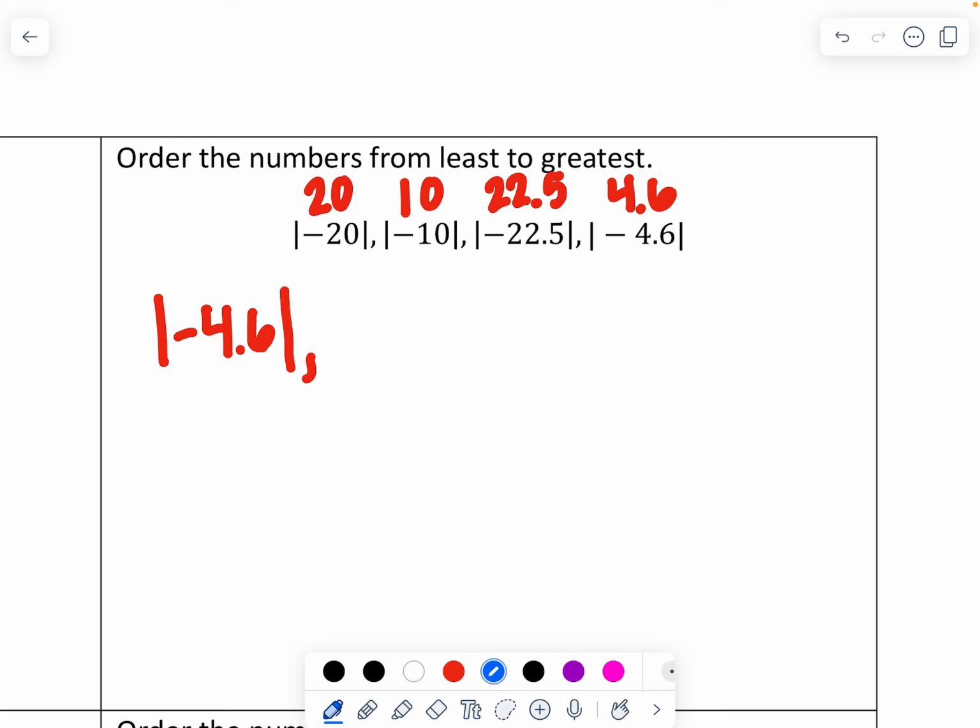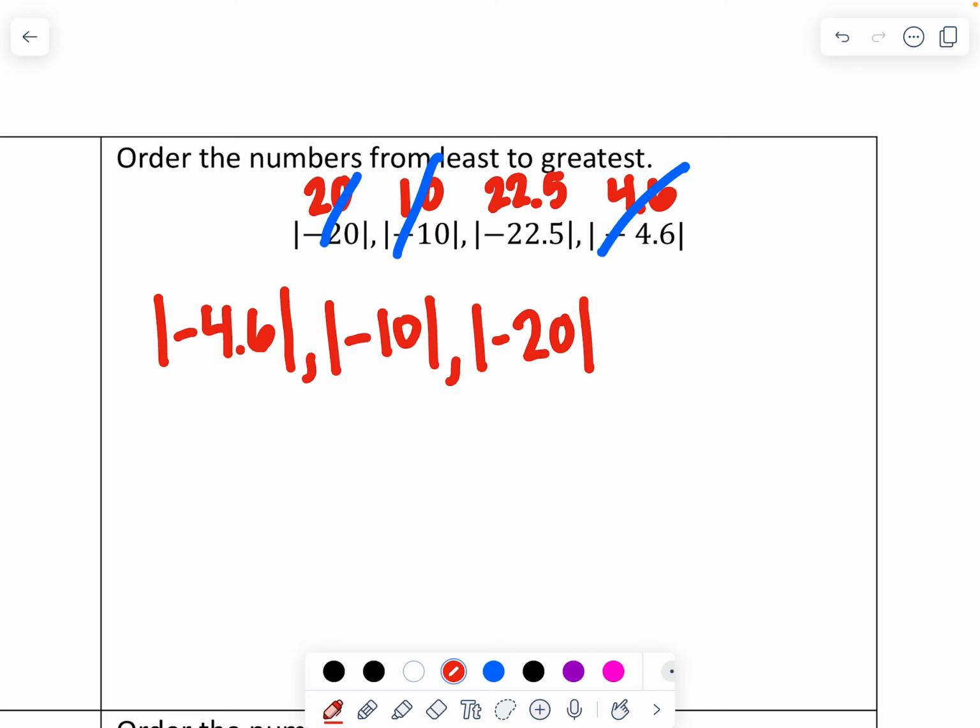And if it's easier for you to cross them off, I highly recommend that as you go. And then next would be 10. So I'm going to put the absolute value of negative 10. Cross that off. Then the absolute value of negative 20 would be next. Cross that off. And then our last one is the absolute value of negative 22 5/10. And I'll cross that one off, and that's my last one.